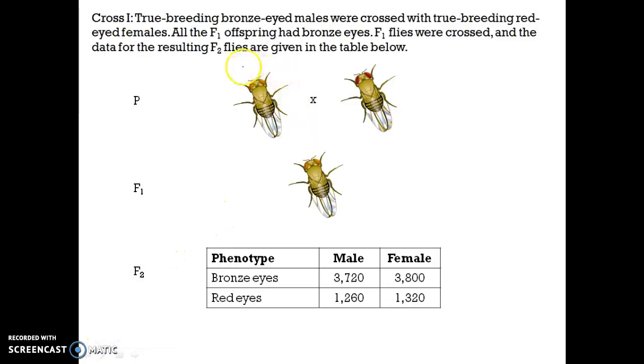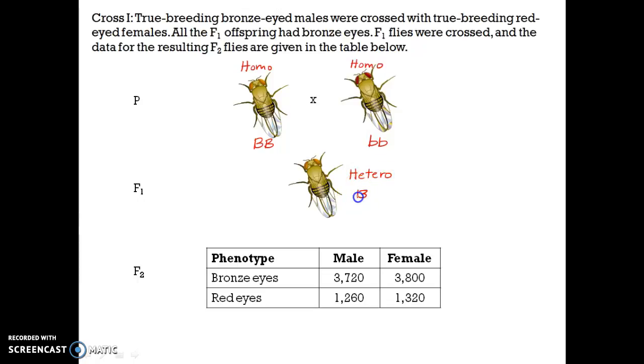First of all, we know that the male is true breeding bronze-eyed. Because he's true breeding, it means that he's homozygous. And the female is also true breeding, meaning she's homozygous. Now, when this true breeding bronze-eyed male mates with the true breeding red-eyed female, all of the offspring are bronze-eyed. What that tells us is that the bronze-eyed trait is dominant and the red-eyed trait is recessive. So here we have a homozygous dominant male and a homozygous recessive female. So the offspring that result in that F1 generation are all heterozygous.